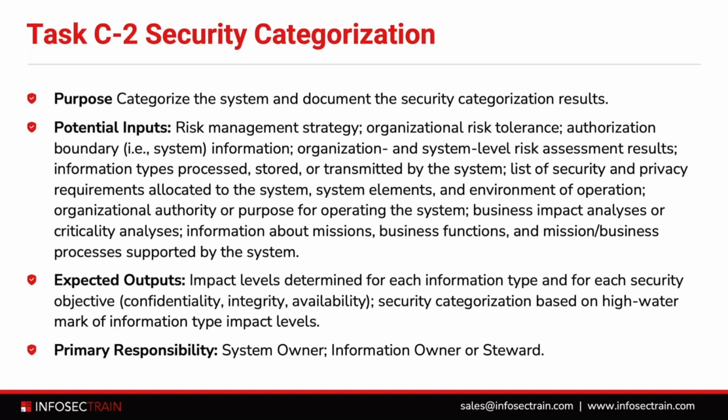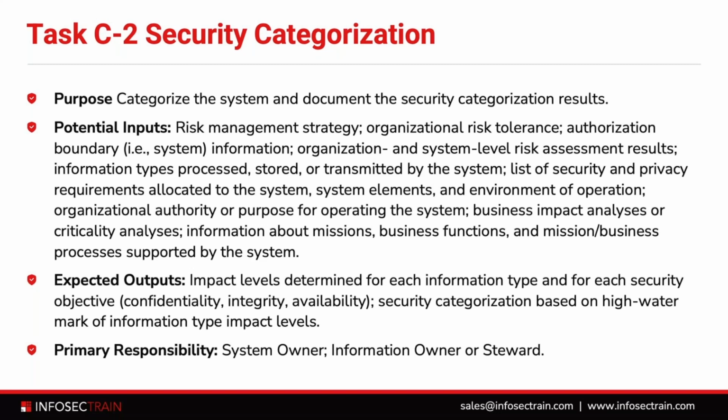The BIA, business impact analysis, of the system criticality, information about the missions, business functions, all these business objectives need to be understood that are associated with the information system. The expected output from the system categorization will be the determination of each information type and each security objective with respect to the CIA of the system.